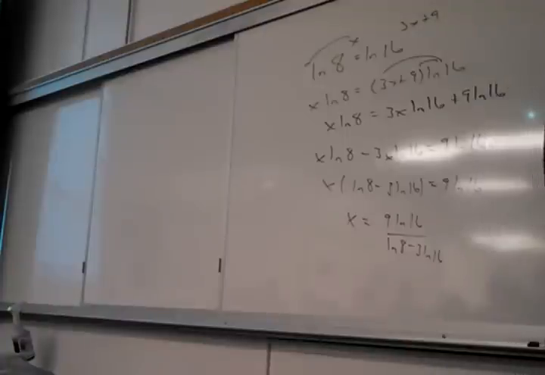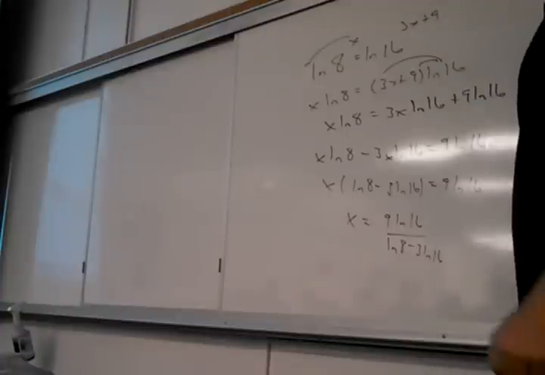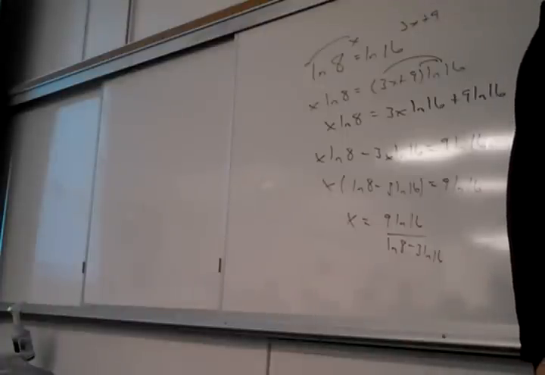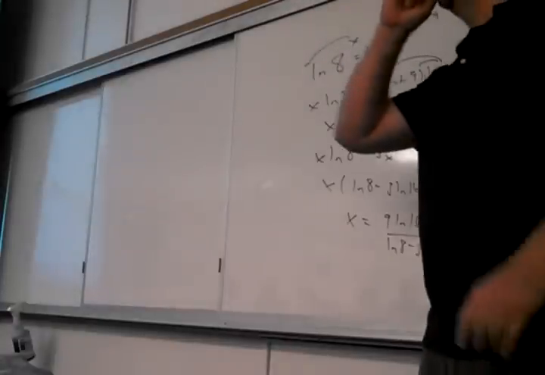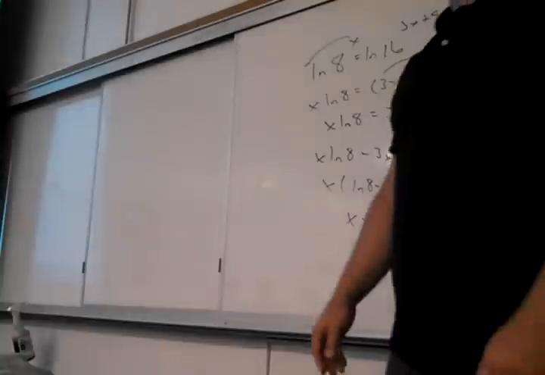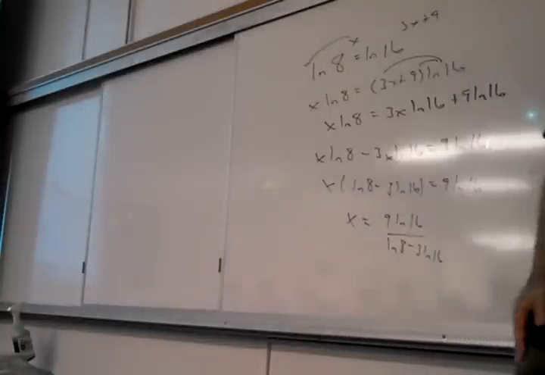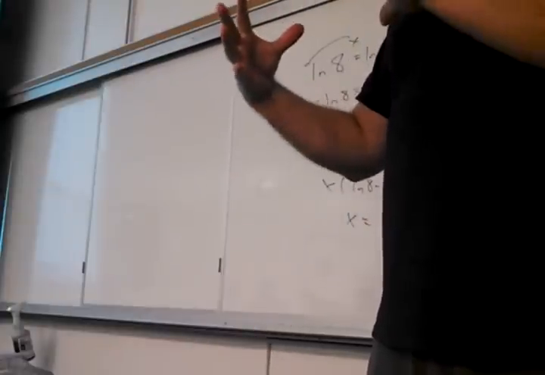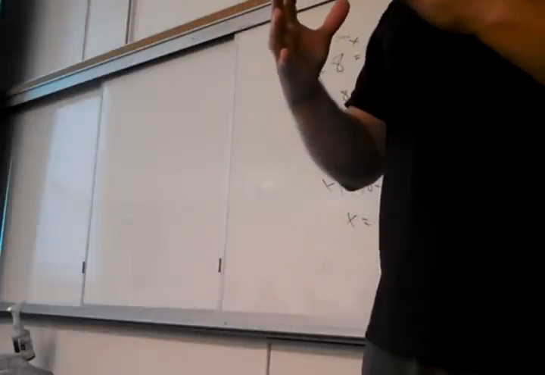Why on the x ln 8 minus 3x ln 16 equals 9 ln 16, why can't that just become negative 2x ln? Oh, because they're different. Not like terms, so yeah, can't do it. But if they were like terms, then you could. If this is ln 8, then it would be negative 2x ln 8. Beautiful. It's crazy how it all comes back, right? It all ties in.